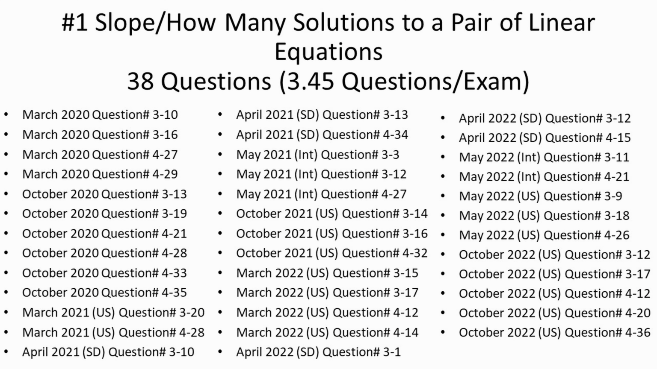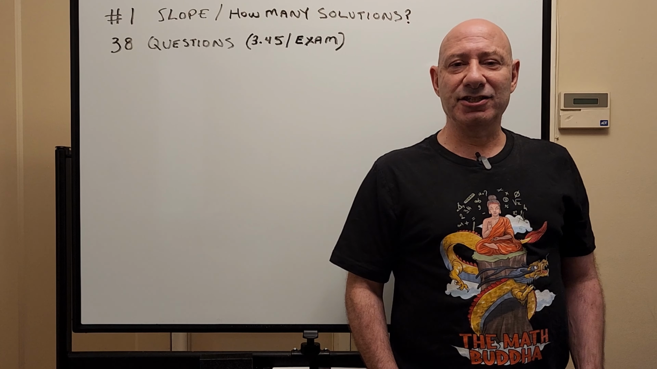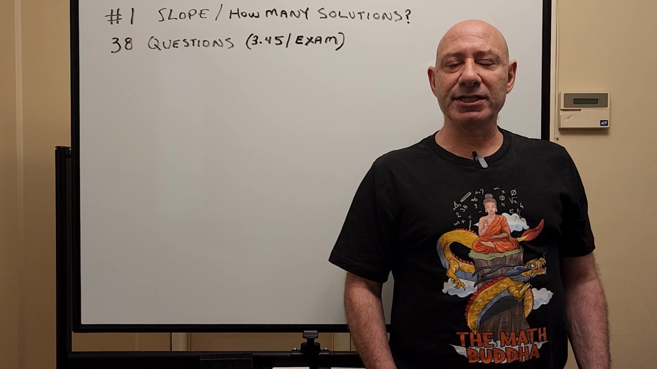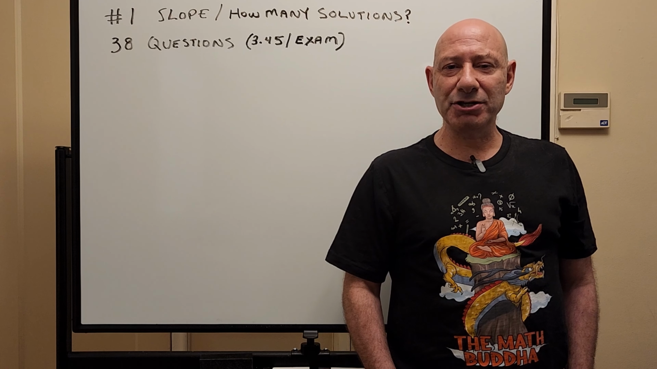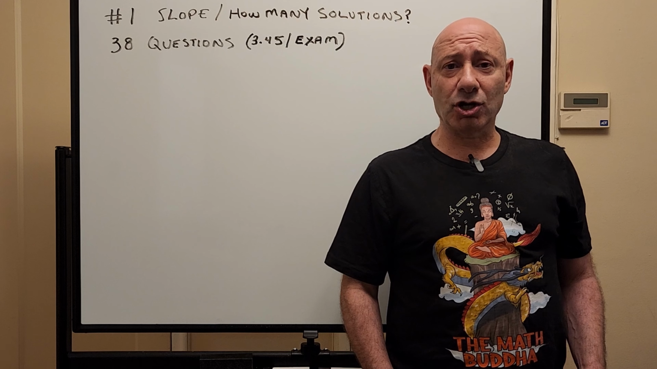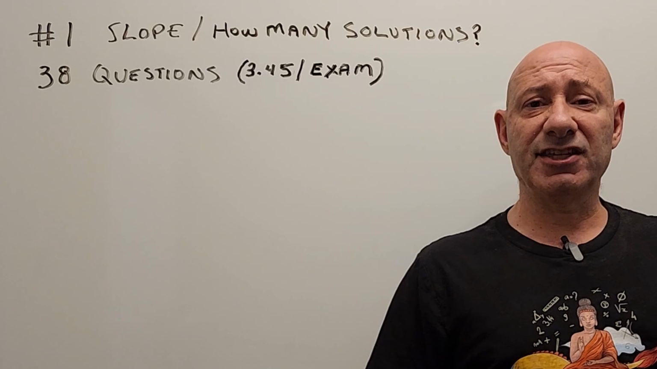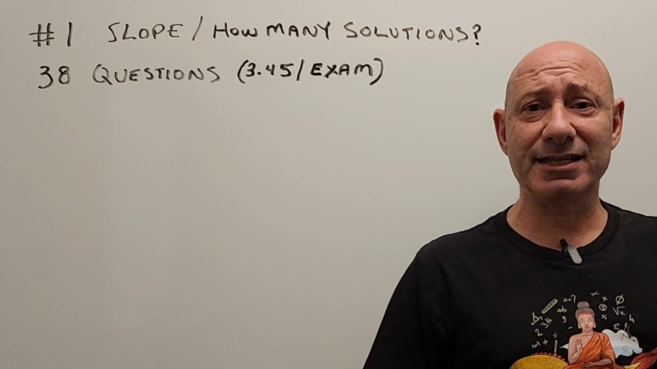And finally, in the top spot at number 1, we have slope or how many solutions questions. 38 questions or 3.45 questions per exam. Slope and how many solutions. Now, why do these two topics go together? Well, the reason why is because finding the number of solutions to a pair of linear equations is all about slope. If the slopes are different, then there's going to be a unique solution. If the slopes are the same, then you're either going to have 0 solutions or infinitely many solutions.